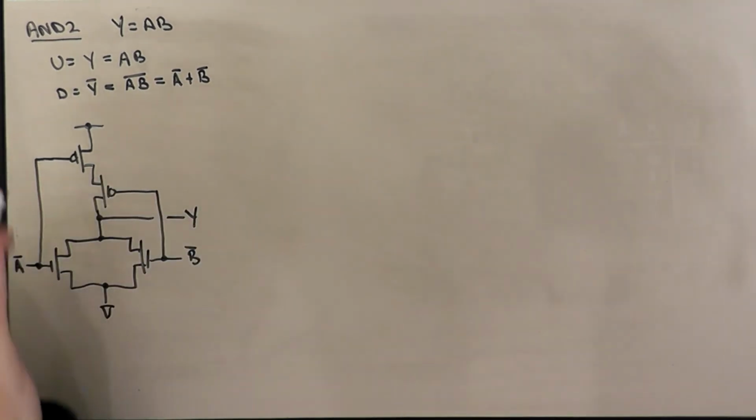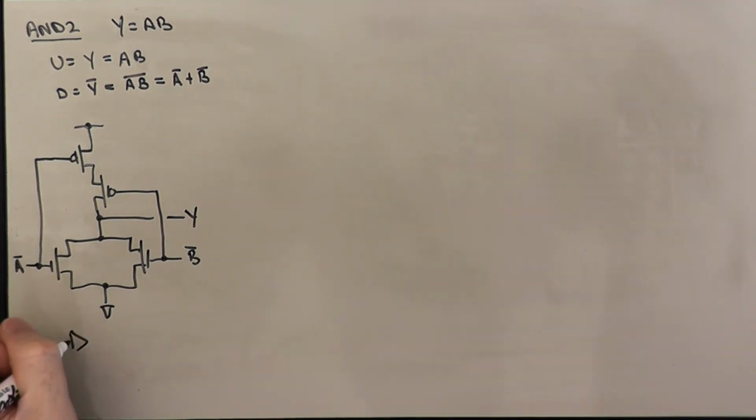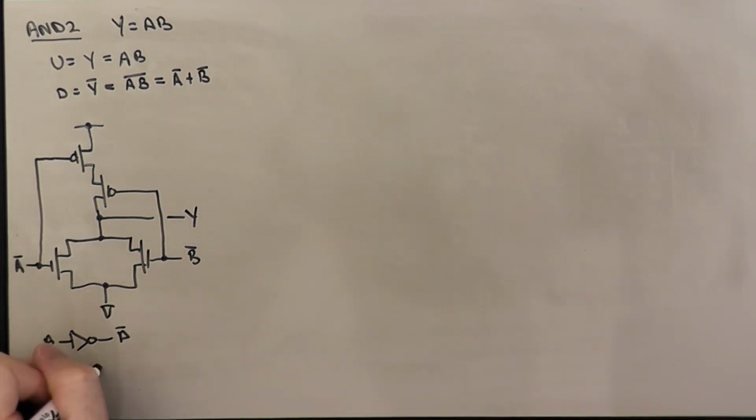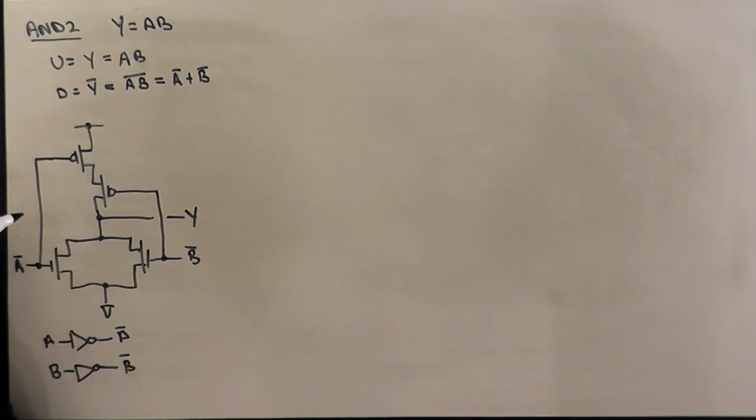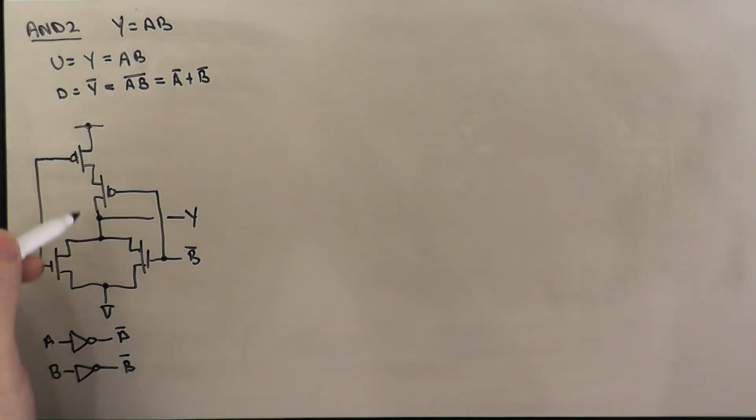And so that means we would have to have an inverter, if we just had A, to generate A bar, and we need another inverter to generate B bar to put into here. So we would need sort of one stage of inversion to get A bar and to get B bar from A and B in order to implement our 2-input AND gate.